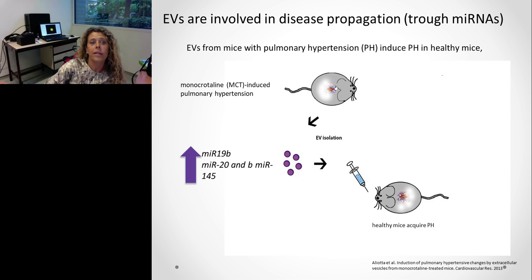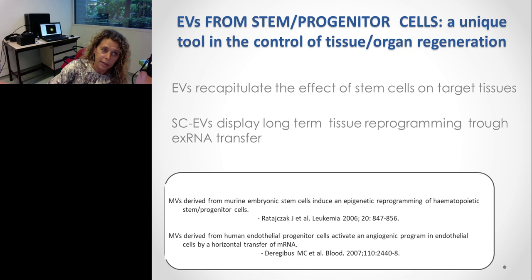But going to regenerative medicine, the attention goes, at the beginning at least, to EVs from stem progenitor cells, as they really appear a unique tool in the control of tissue and organ regeneration. So the beginning was that EVs may recapitulate the effect of stem cells on target tissues. And they were doing that, displaying long-term tissue reprogramming. And I invite you to go through these two seminal papers that were the first to show the effect of stem cell derived EVs.